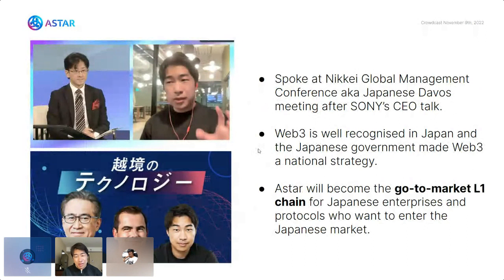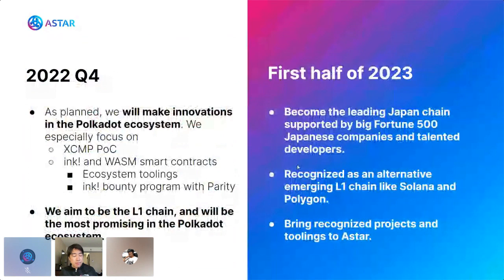I think Web3 is well recognized in Japan, and the Japanese government made Web3 a national strategy. So I will do my best to push Web3 in Japan and bring a lot of great IPs and big companies. I think in 2023, Astar will become the go-to-market chain for all Japanese enterprises and also developers. So this is our focus in quarter four and the first half of 2023.